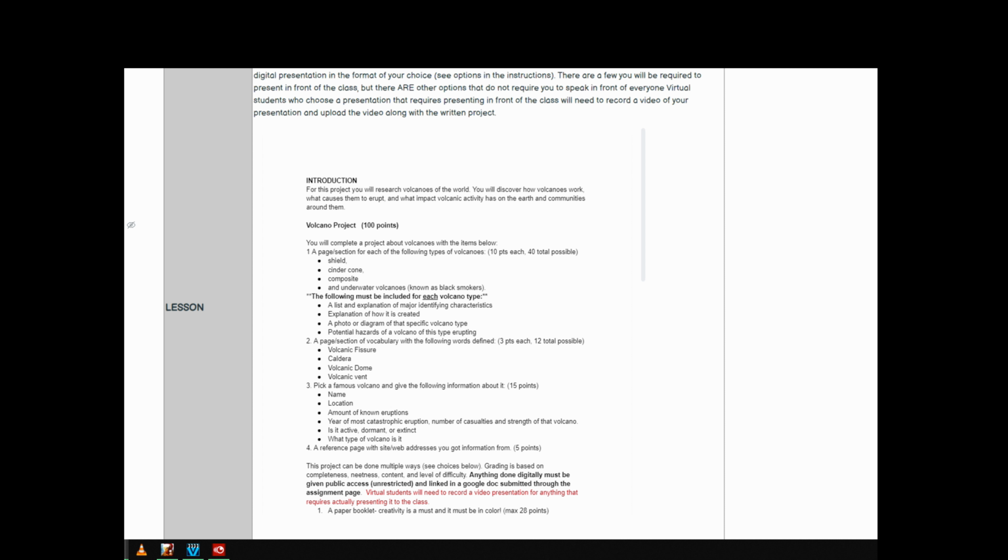So for this project, you are going to basically be researching volcanoes of the world and then researching about the different types and features and mechanisms of the volcanoes themselves. So this is a 100-point project. It is one of your major assignments for this semester.